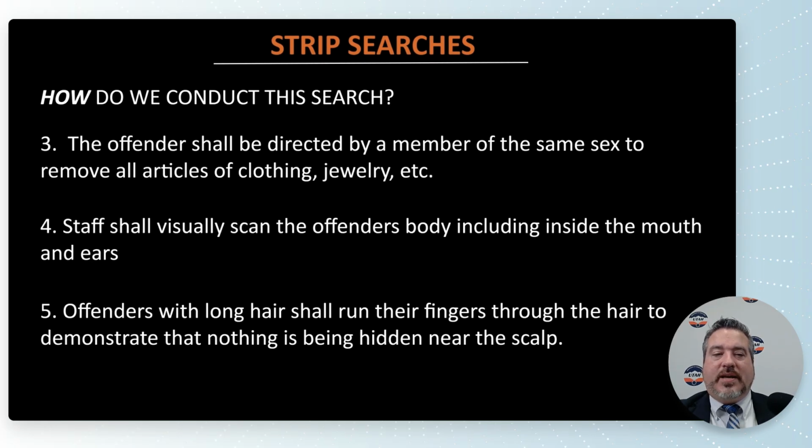So number 3 is the offender shall be directed by a member of the same sex to remove all articles of clothing, jewelry, anything else that they might be wearing. And you want to do it layer by layer. If there's a coat, the coat comes off first. That way you can search the coat, and so on and so forth until the strip search is complete.